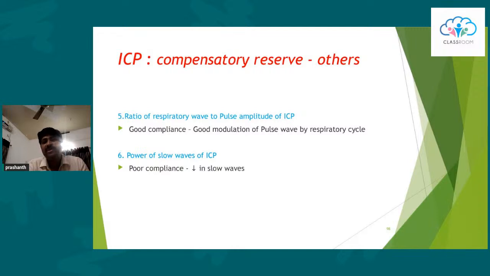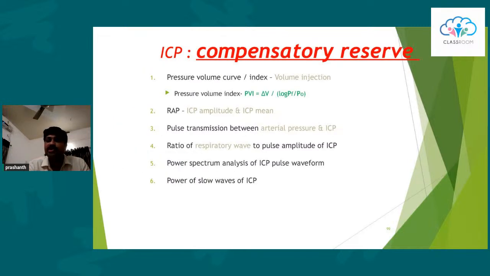So this is the summary of the compensatory reserve that can be assessed by ICP monitoring. There is the pressure volume index, the RAP, the pulse transmission between arterial pressure and ICP, the ratio of the respiratory wave to the amplitude of ICP, the power spectrum analysis of the ICP pulse waveform, and the power of slow waves of ICP.